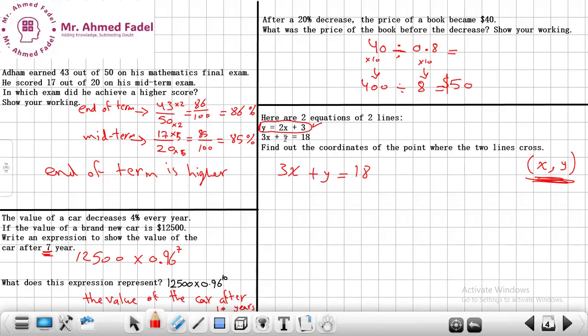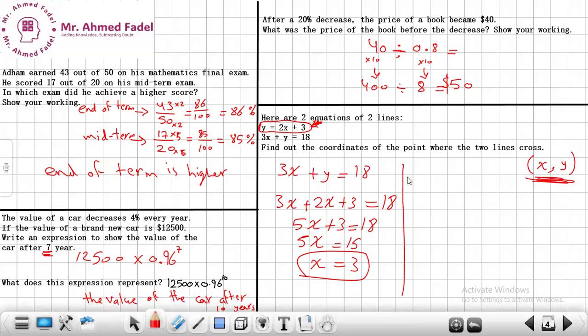So I'm going to remove y in the other equation and write 2x plus 3. So 3x plus, and instead of y, 2x plus 3, which is given to me here. y is 2x plus 3. So remove y and write 2x plus 3 equals 18. 3x plus 2x, 5x plus 3 equals 18. Subtract 3 from both sides. So 5x equals 15. Divide by 5. So x equals 3.